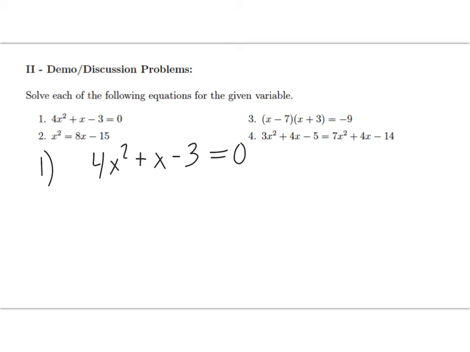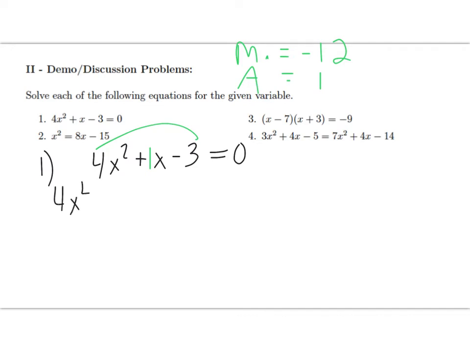And then we know how to factor this. We're going to apply the AC method. We need to multiply to negative 12, and we need to add to what number's in front of x, which is 1. So those factors, what will they be?